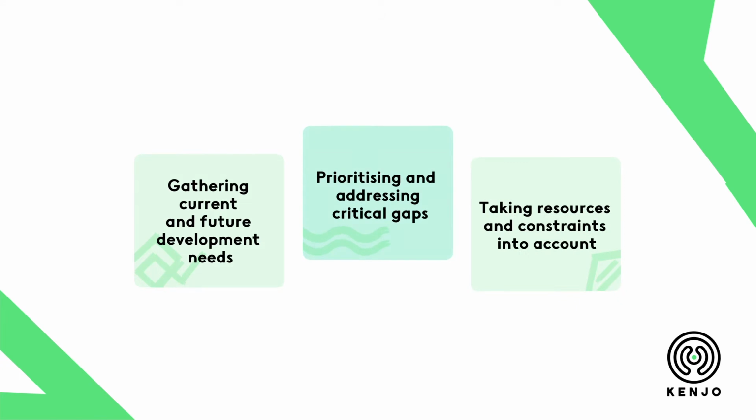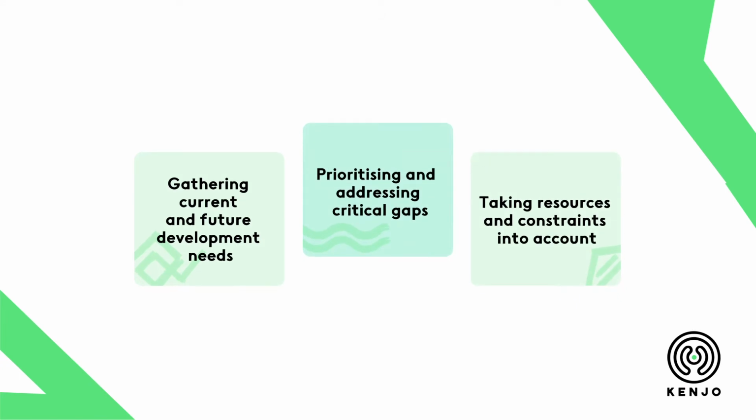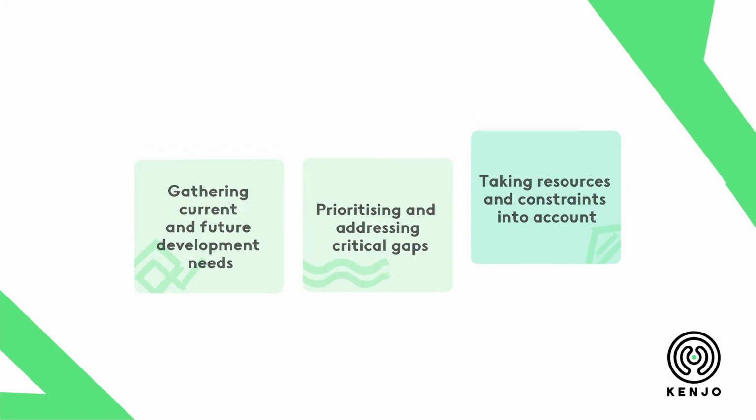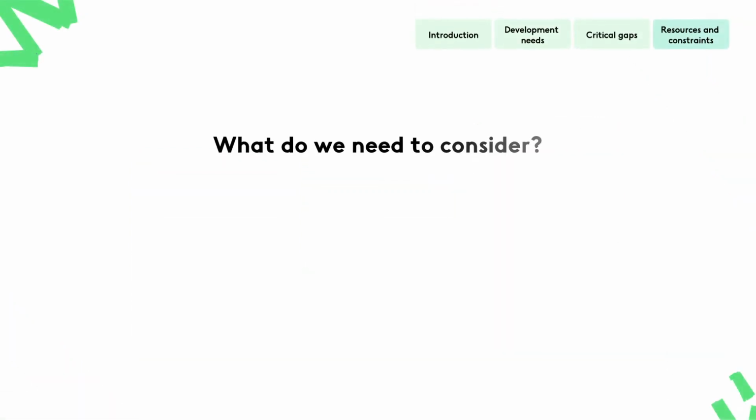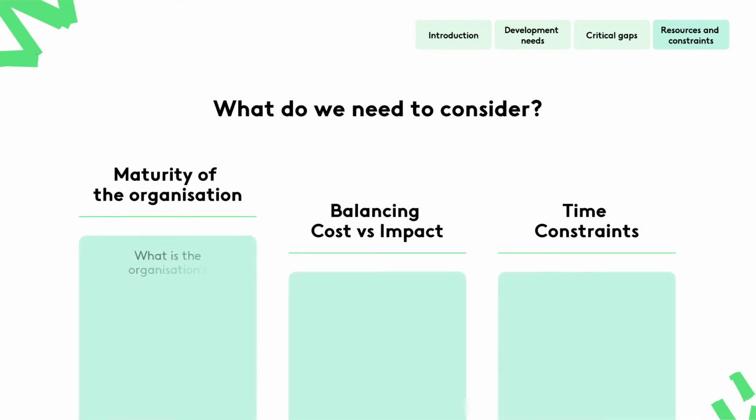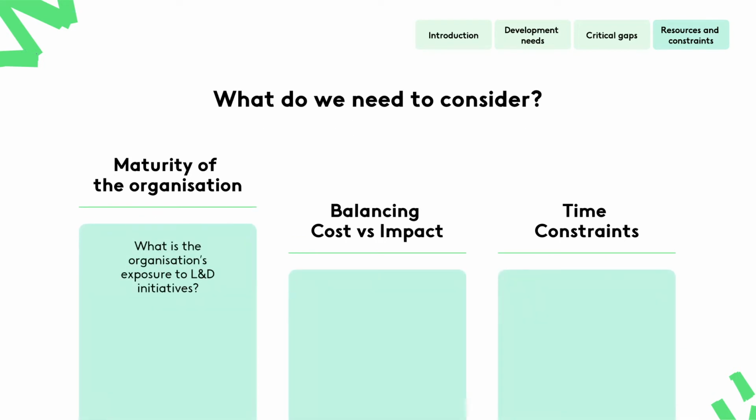Now that you've got your learning priorities clear, it's time to take resources and constraints into account. Generally speaking, you would want to consider these three big factors. The first being the maturity of the organization towards development initiatives. We don't often talk about this factor.